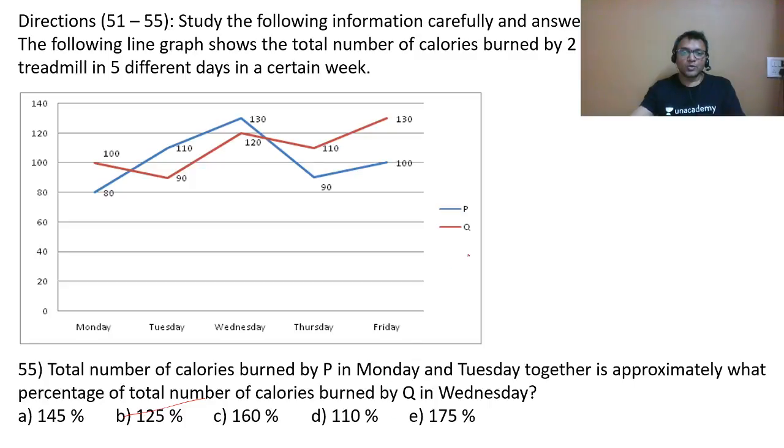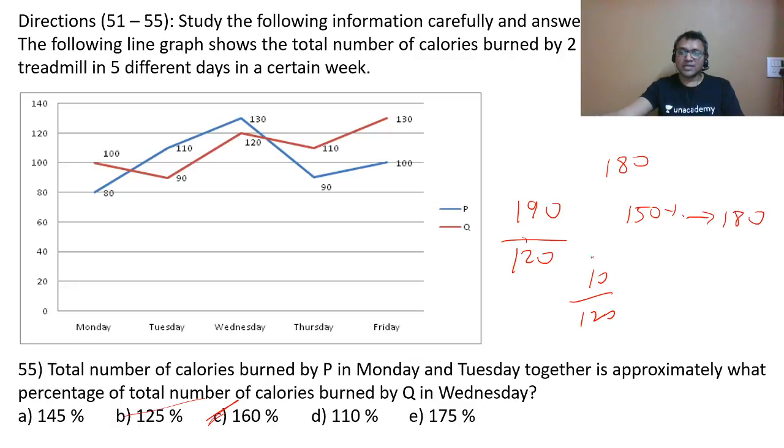So P Monday and Tuesday is 190, and Q on Wednesday is 120. So how much can you make out? 150% is 180. What is left is 10 out of 120, approximately 10%. So approximately 160 will be the answer. C option. If you look at it, 150% is 180, so the balance is 10. 10 out of 120 is approximately 10%, so from the options you can make out the answer will be 160%.